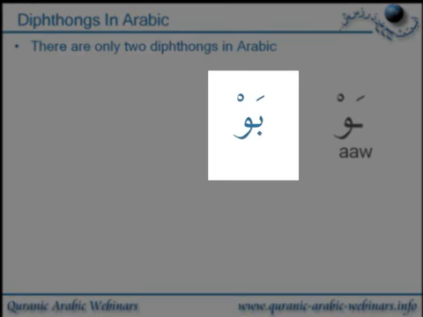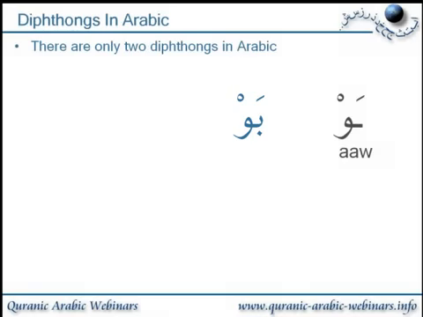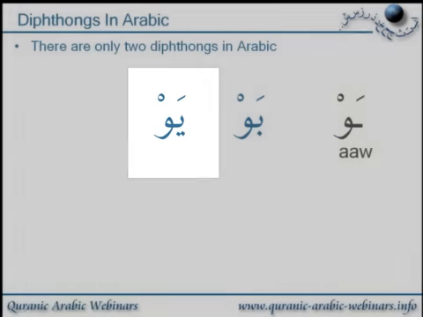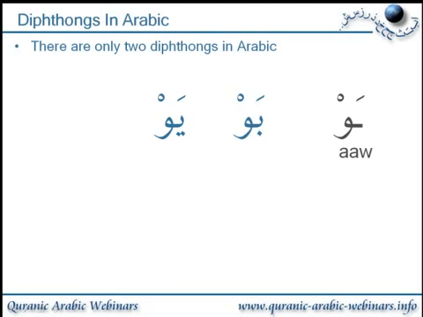Example of that, here we've got the ba with fatha followed by the waw with sukoon, i.e. sakin. So this will be bow. So you say ba and then try to effectively say the waw. So you end up with round lips making a small round circle. So bow. Another small example, the ya with fatha followed by the waw with sukoon. So we have yow. So that's the first example of one of the diphthongs.